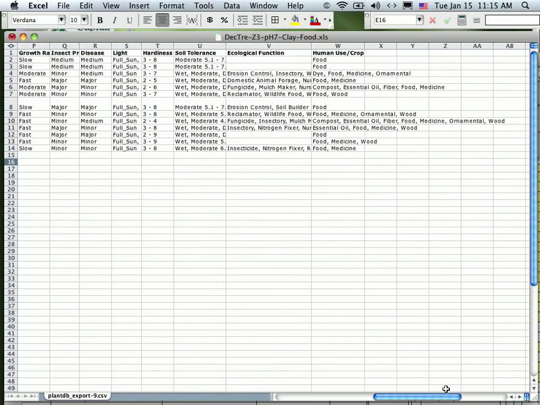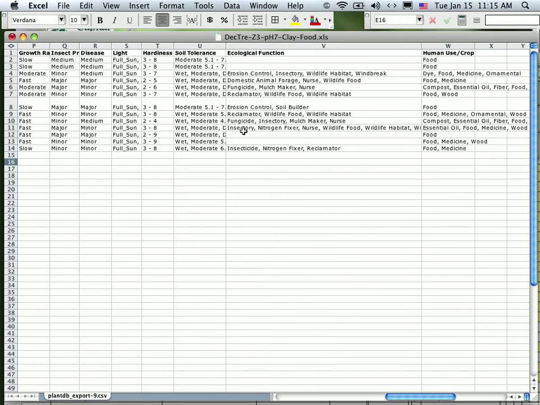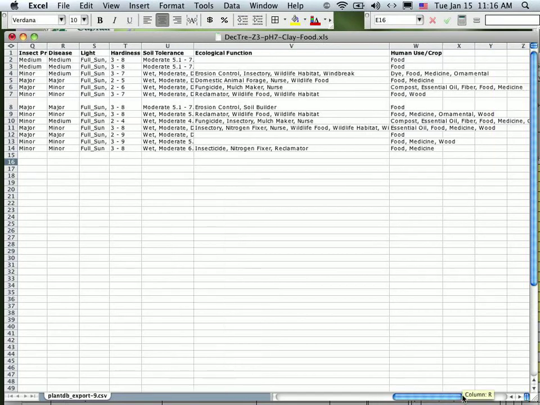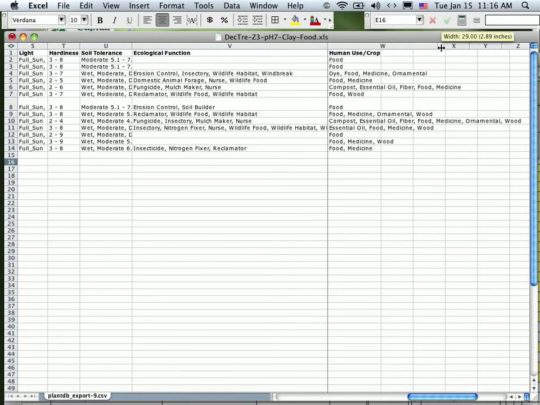Going off to the right side a little bit too, let's go look at those ecological functions again. And remember that we want plants that have a lot of ecological functions for us. There's insectary, nitrogen fixer, a nurse plant, wildlife food, insectary, nitrogen fixer, reclimator, erosion control, probably has fibrous roots, reclimator, wildlife habitat, fungicide, mulch maker, nurse plant. All of these are ecological functions that are now being installed into our design along with the human uses over here. And these human uses can be used as a parameter, as we did.